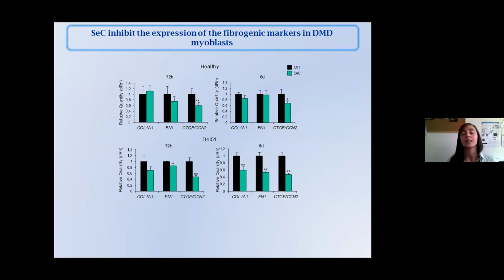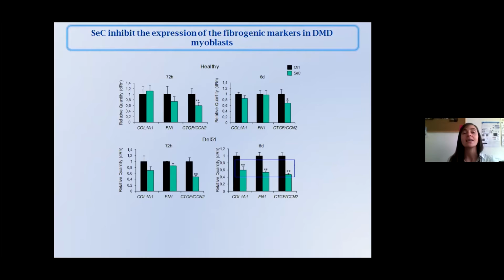Moreover, since it has already been demonstrated that in a primary culture of myoblasts, a transdifferentiation from myoblast to myofibroblast is observed, we analyzed the expression of fibrogenic markers. And as we can see by real-time PCR analysis, in dystrophic myoblasts at 6 days of differentiation, the presence of Sertoli cells determines a reduction of the expression of fibrogenic markers, in particular COL1A1, fibronectin, and CTGF.